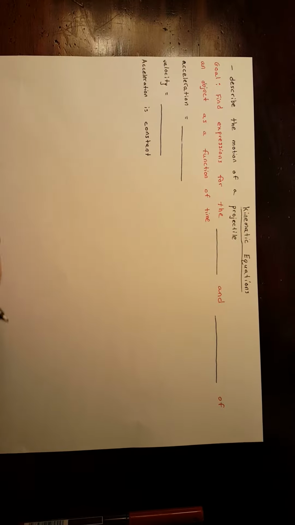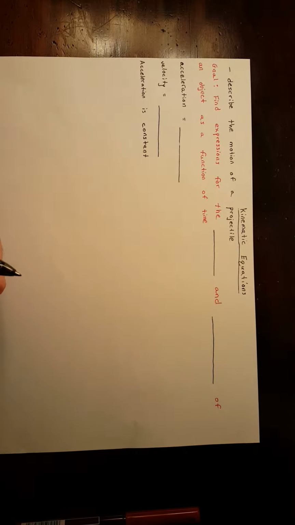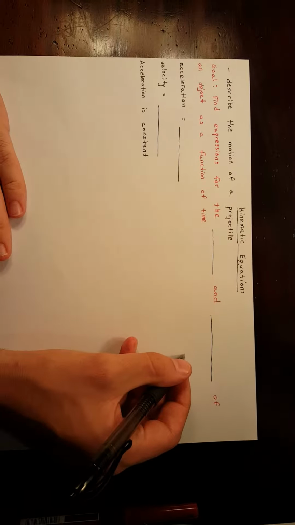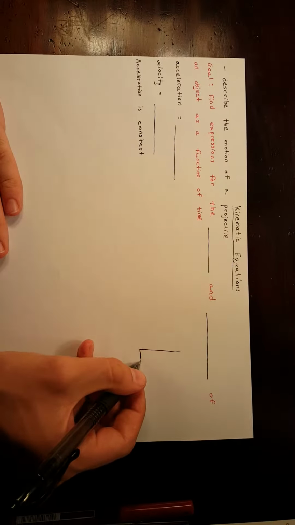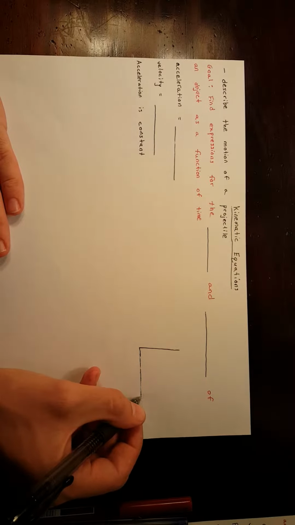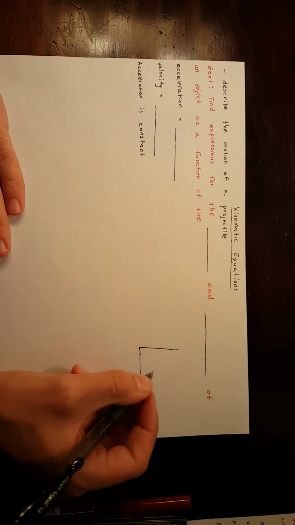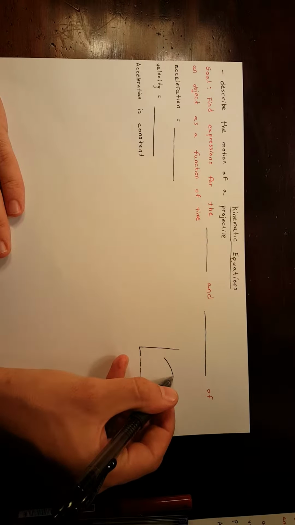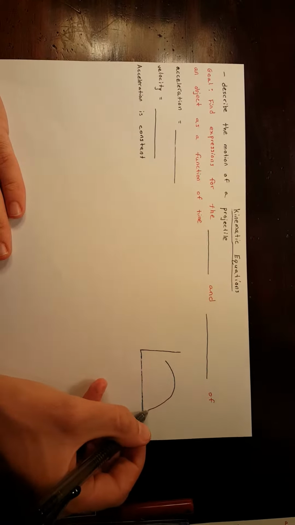I'm going to talk about kinematic equations, which are used to describe the motion of a projectile. So an example of what this might look like is if this were the x and y axes in the first quadrant, somebody might throw a ball from this height and it could land there.